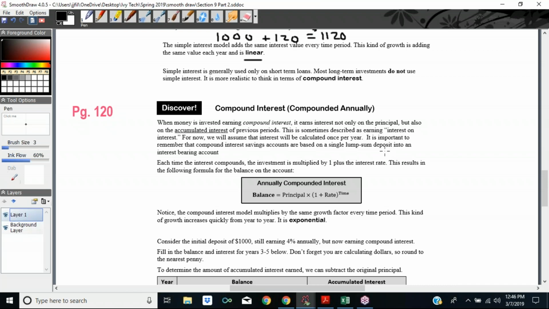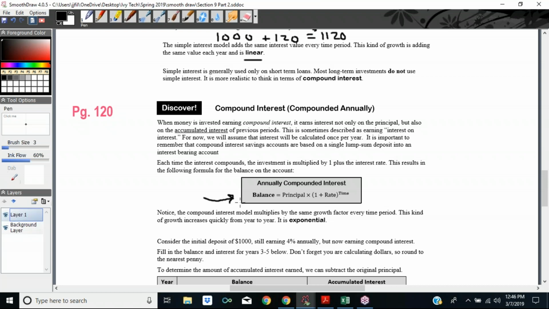So it says here on page 120, when money is invested earning compound interest, it earns interest not only on the principal, but also on the accumulated interest of previous periods. This is sometimes described as earning interest on interest. For now, we will assume that interest will be calculated once per year. It is important to remember that compound interest savings accounts are based on a single lump sum deposit into an interest-bearing account. So we're just making one deposit and then letting it earn interest over the years.